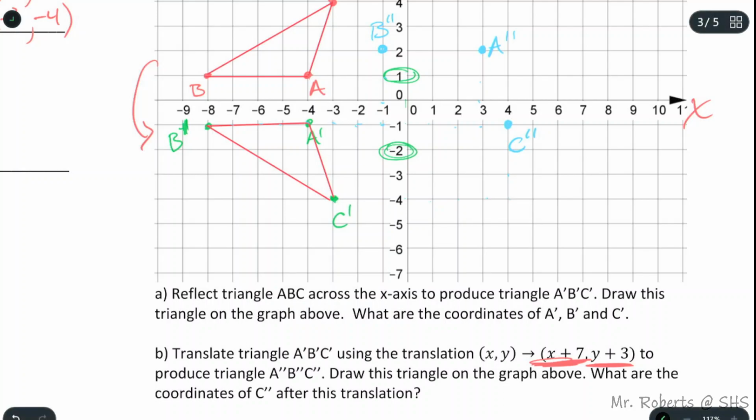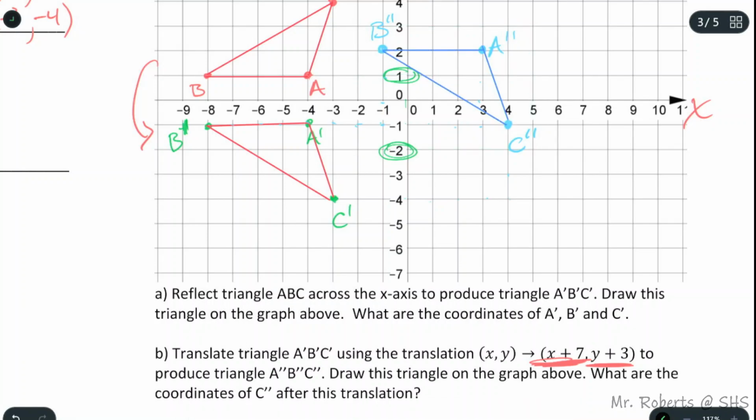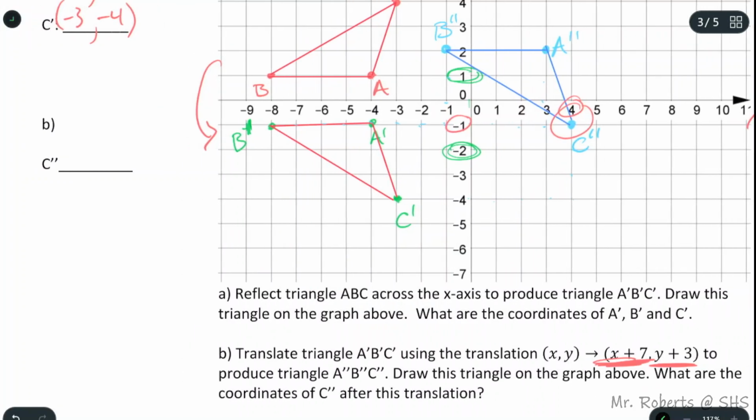I can draw the lines. So here's one of the lines, here's one of the lines, and then here's this last line that makes up that triangle. So that's what happens to it. And this time they're just asking me, what are the coordinates of C double prime? So C double prime is going to live at 4, negative 1. I can see it right here. X is 4, Y is negative 1. So this is at the point 4, comma, negative 1.